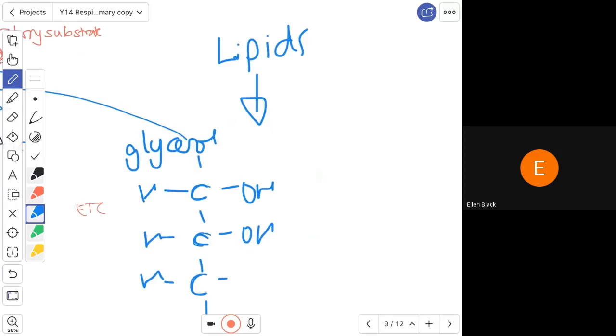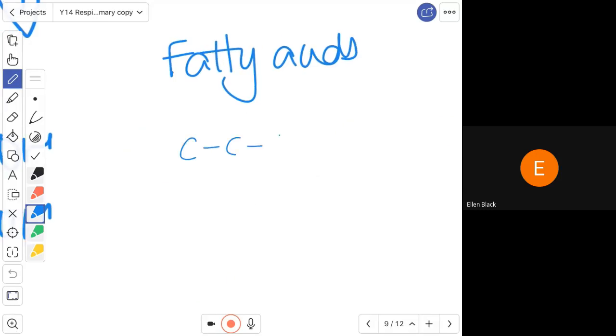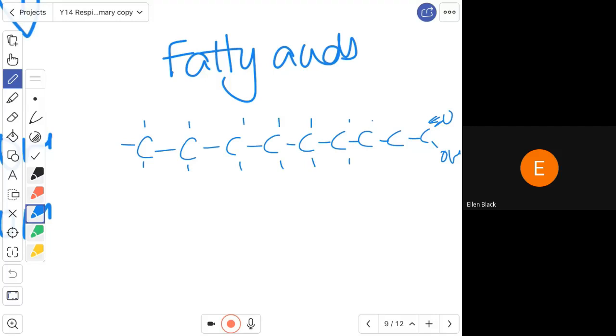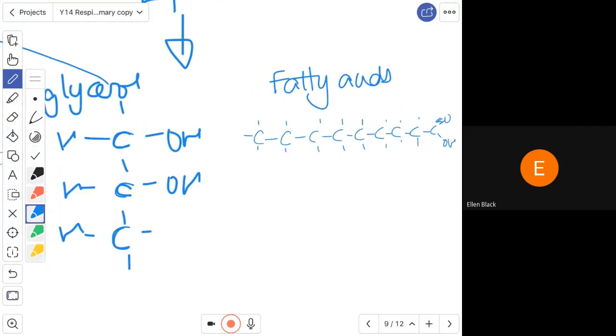The fatty acids are big long hydrocarbon chains, lots of carbons there. We've got the acid group at one end. Sorry, that's not very neat. But all the rest, those are just carbons and hydrogens. So what happens to this molecule is it's hydrolyzed, it's chopped up basically into 2 carbon units.